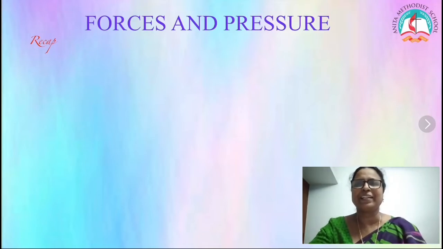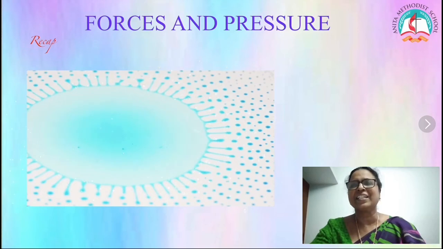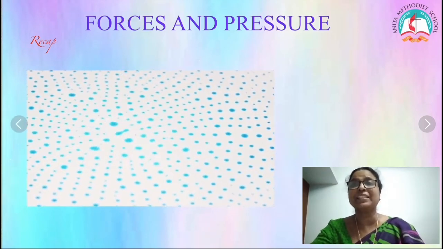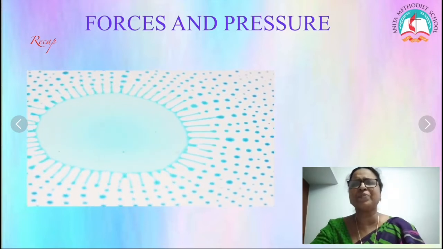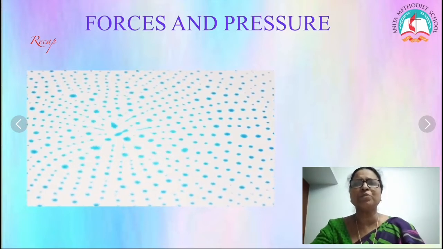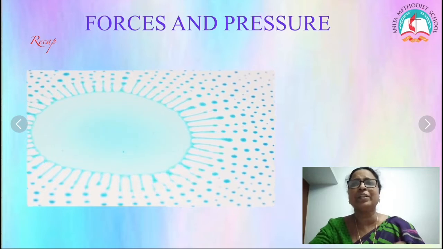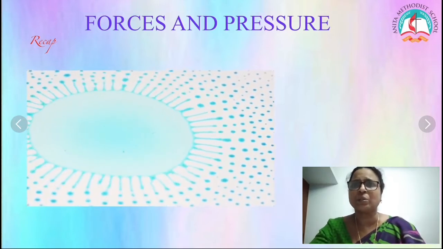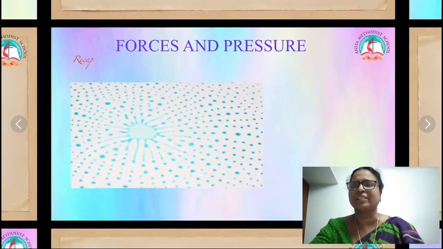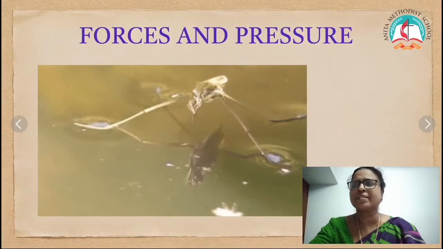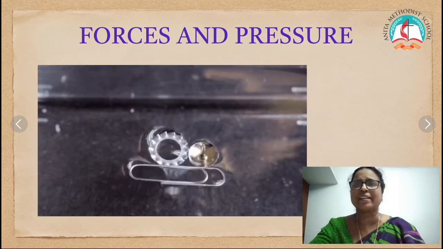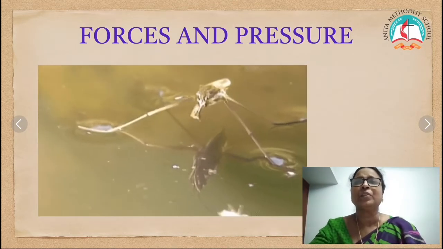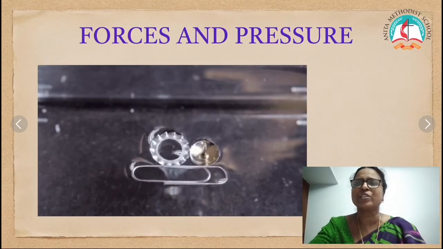Let's have a recap. In the previous class we learned about surface tension. Surface tension is the property of a liquid. What is surface tension? The amount of force acting on the unit length of the surface of the liquid is called surface tension. So what is this? This is a water strider. It's an insect. It slides on the water due to the surface tension of the liquid.